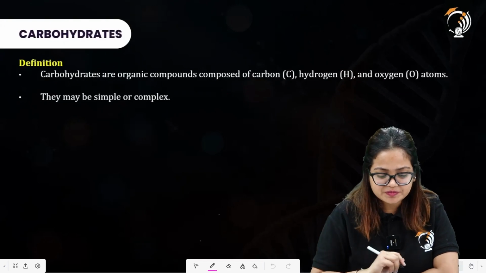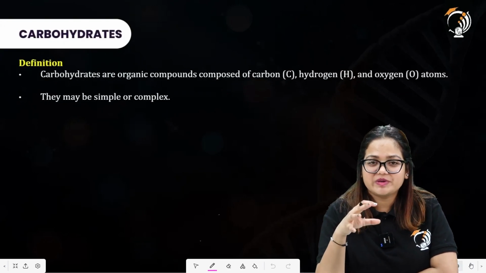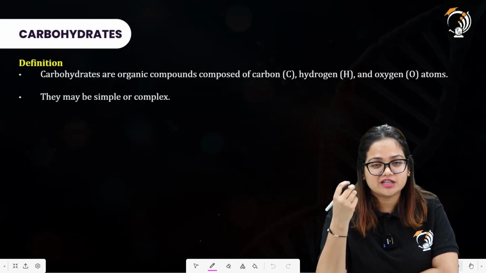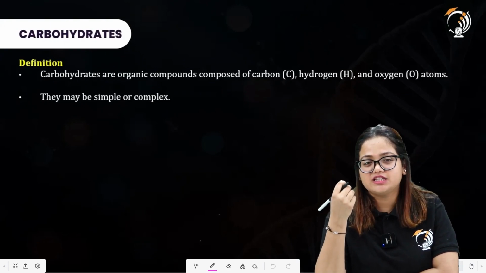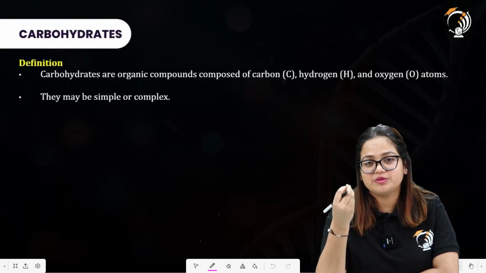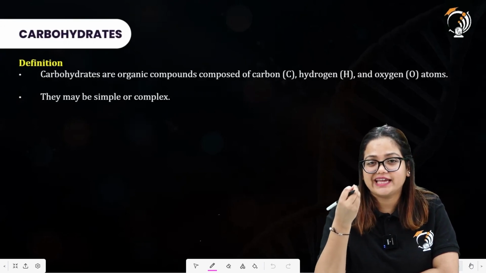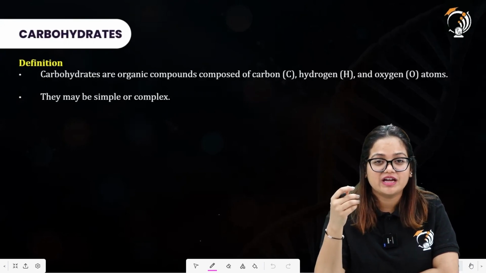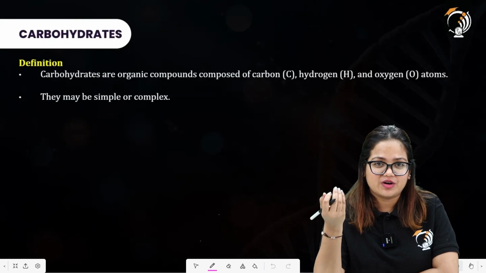Moving further, this chapter is basically technical in terms. You have to remember the terminology, the monomers, the polymers, and the elements also. They are directly fact-based questions, so you have to literally learn them thoroughly.